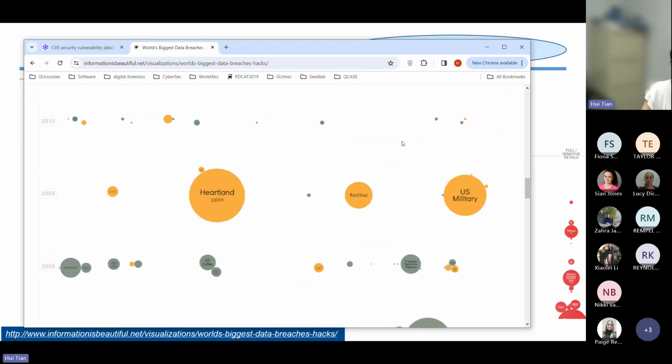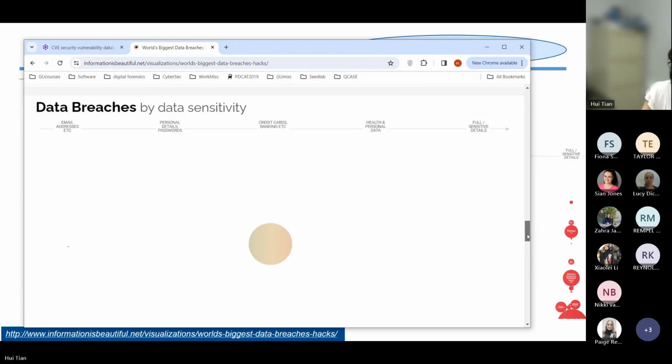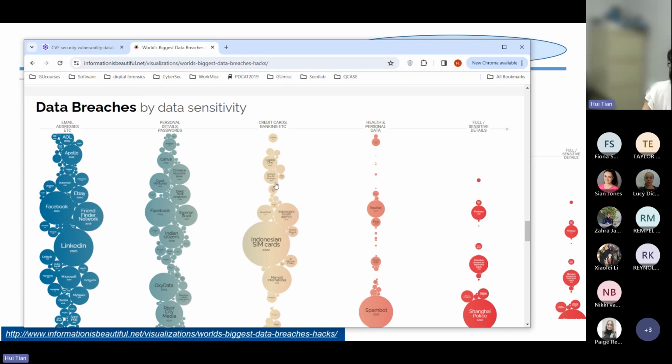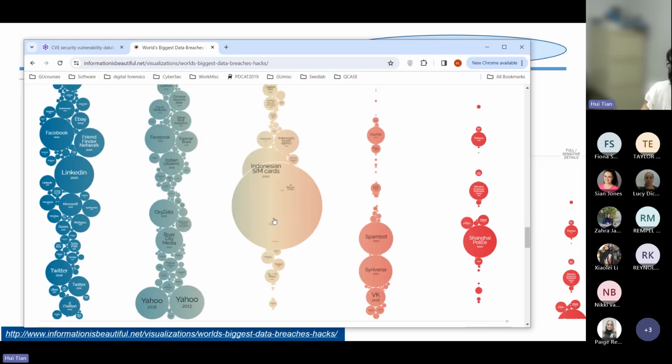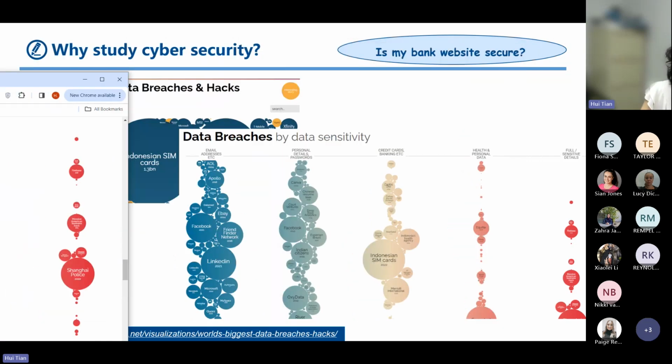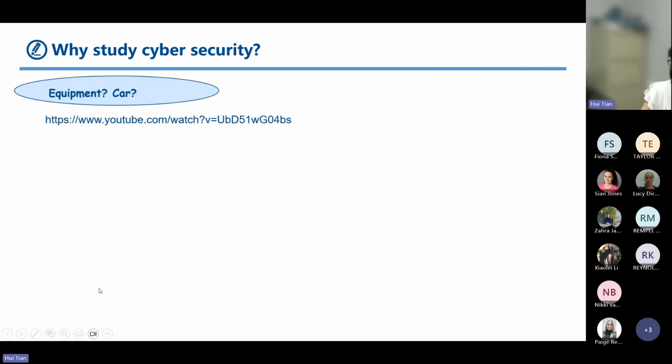And if we go to the end, there is data about credit cards and banking. It shows how many different companies in this sector have been hacked or had their data breached. So this is about the banking side. And then let's move to equipment and cars.